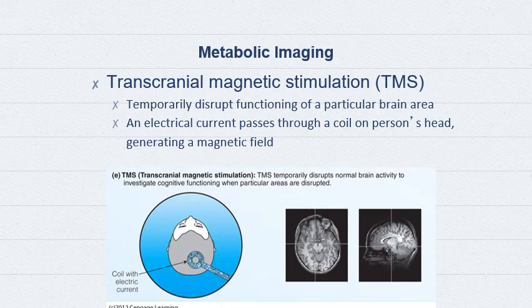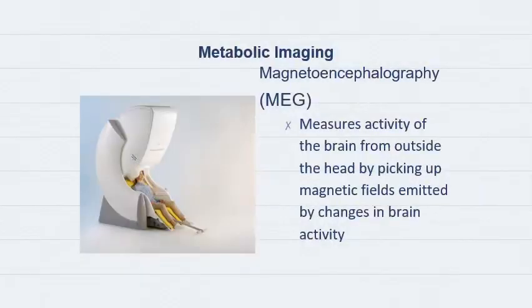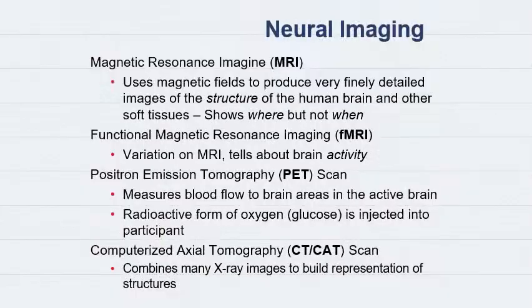Okay, we have also the TMS, which also uses magnets. So a temporary disruption of the functions of a particular area of the brain. Okay, so an electrical current passes through a coil on a person's head that generates a magnetic field. So last, we have here the magnetoencephalography. So it measures activity of the brain from outside the head by picking up magnetic fields emitted by changes in brain activity. So ayan yung MEG. Okay? Magnetic fields din siya.